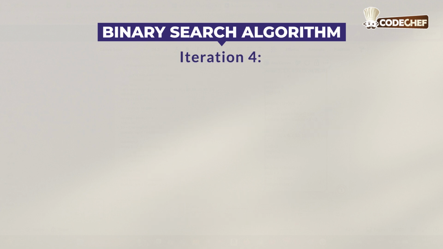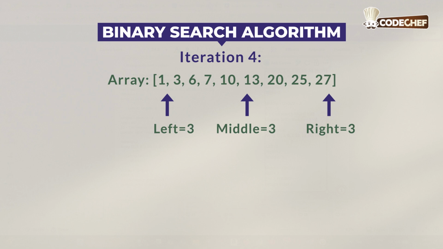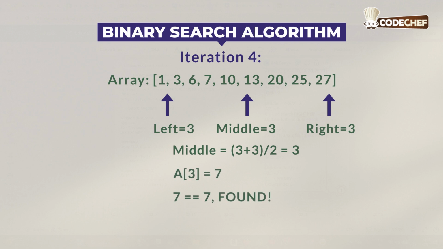In iteration 4, we know right is our third element. So now we calculate our middle, which is 3 plus 3 divided by 2, which is 3. And our third element is 7. 7 is equal to 7. So we have found it and we return index 3.